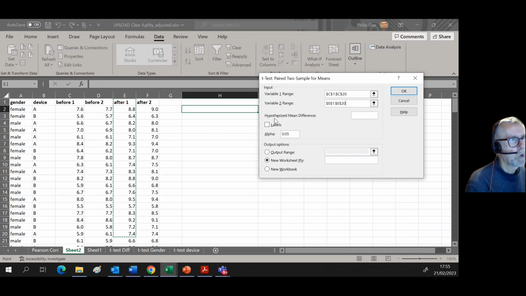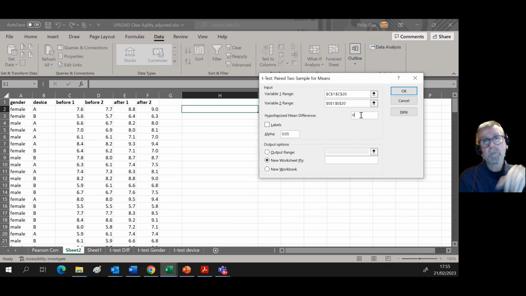Okay. Your hypothesis mean difference. Well, a mean difference would be after, take away before. So if they were the same, your null hypothesis would be 0. Some tests and some measures look at a ratio. So if you have the same number over itself, then the null hypothesis value would be 1. But here it's 0. I do want the labels including.